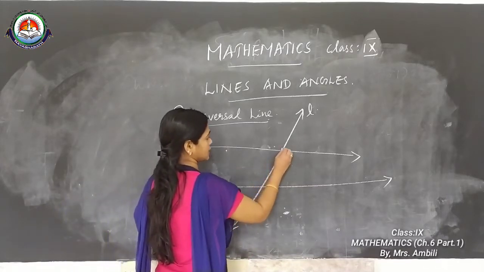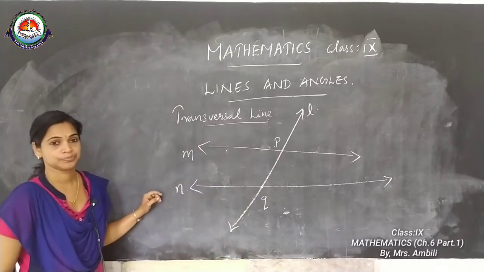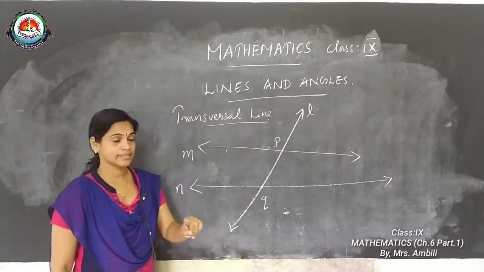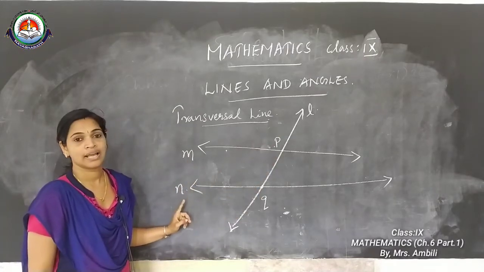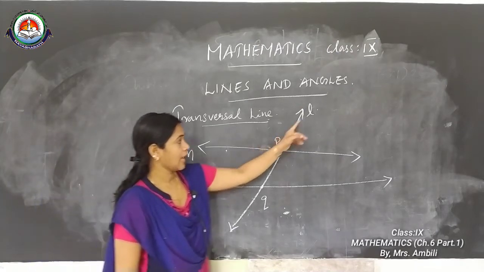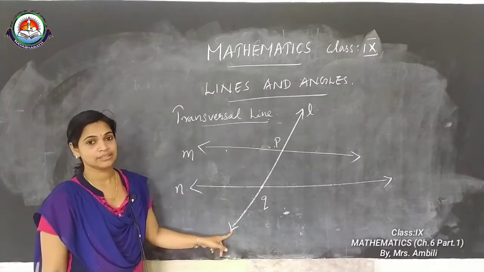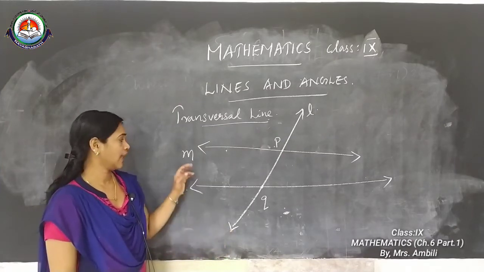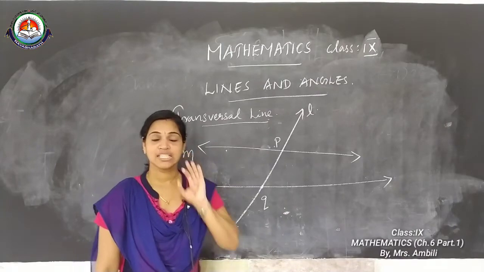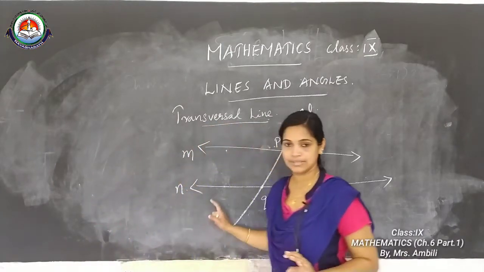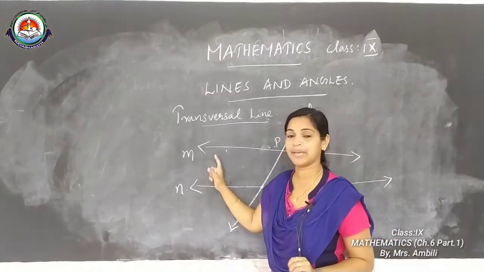We can mark them as P and Q, the intersecting points. Line L intersects line M and line N at two distinct points. So, this line L we can call the transversal line of line M and line N. Clear? Line L is the transversal of these two lines M and N.